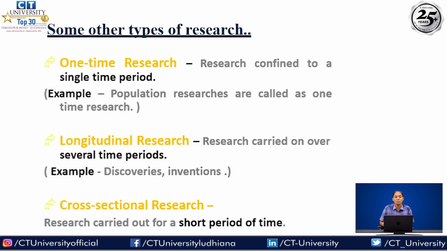Some other types of research. One-time research is research confined to a single time period. Example, population research is called one-time research. Second is longitudinal research, research carried on over several time periods. Example, discoveries, inventions. Third is cross-sectional research, in which research is carried out for a short period of time.